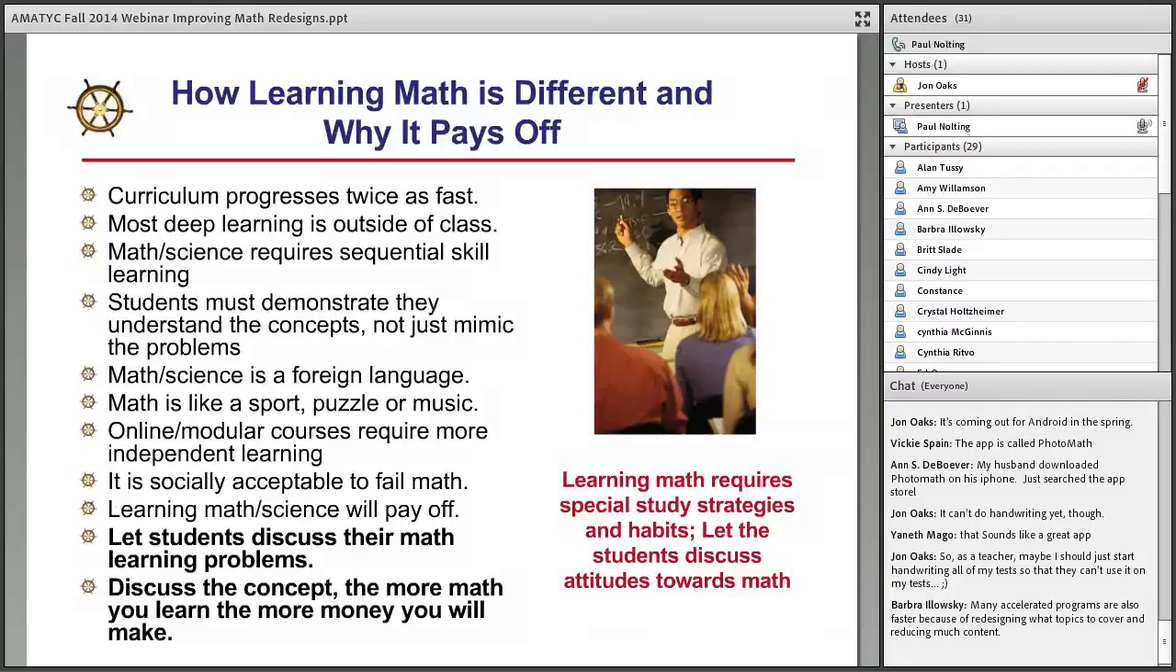Okay, moving on to this one. Here it is. I'm not going to go through all these, but basically, one of the first things I do in my math class is tell them how fast math goes, what's the difference in math, how is it different? How do you have to learn it differently? And this is what we want them to understand. Math is a science that requires sequential skills. Students must demonstrate their knowledge. Math is like a sport, like a puzzle, like a foreign language. They've got to practice it.